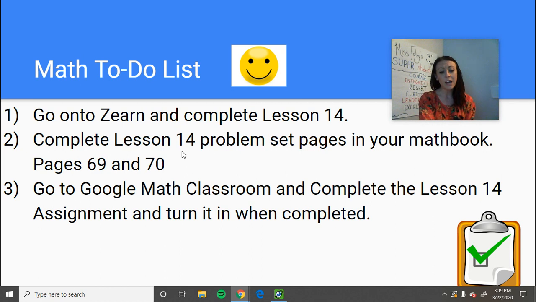Then once you do that, go back and complete the rest of your problem set pages. That's the rest of page 69. We only did 1A and 2, so you still have 1B left. And then on page 70, you have numbers 3 and 4. So go ahead and do those.